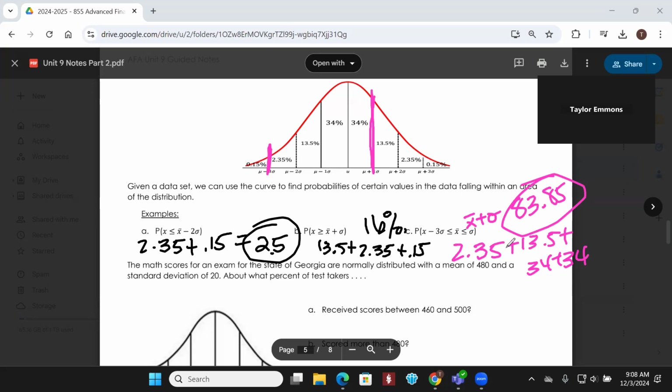Say it again. Is this in the formula sheet? So this picture will be, but that's, I think, it. Yes, ma'am.